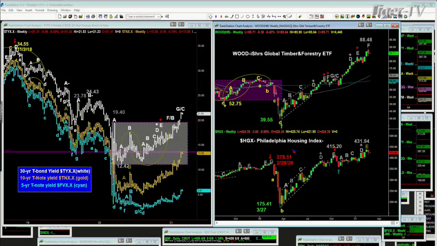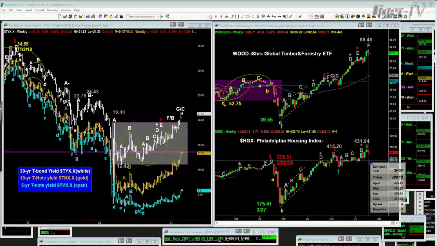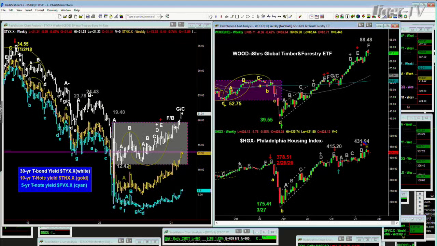And here you have the Philadelphia Housing Index trading down 3.79 at 424.11. It made a high three weeks ago, 431.94. Let me just double check, I didn't update. 440.25. Let me change that right now. So we are looking at something here that's a little different. 440.45, and it's pulling back in a peak E in the Philadelphia Housing Index. This is a weekly chart.